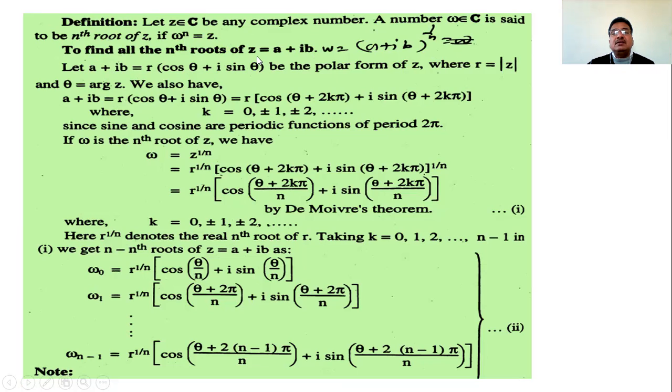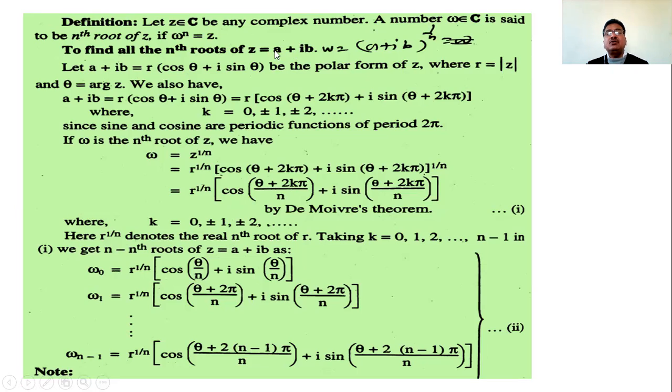Find all nth roots of z equal to a plus ib. Suppose w is (a plus ib) raised to 1 by n. It means w is the nth root of a plus ib. What is the root of a plus ib? Square root of a plus ib means write (a plus ib) raised to 1 by 2. That is the square root of a plus ib.